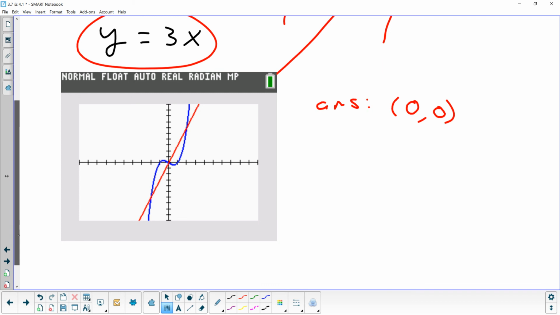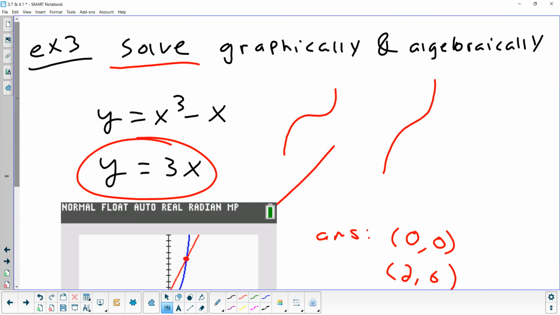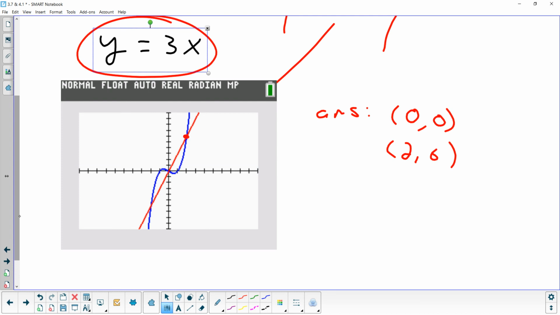2, that's 2, 6. So if you plug in 2 for x, you will get 6 for y. You can check it. 2 to the third power is 8. 8 minus 2 is 6. Now plug it in here. 3 times 2 is 6. Yeah, so it works. And the other answer, it's kind of symmetrical. -2, -6.